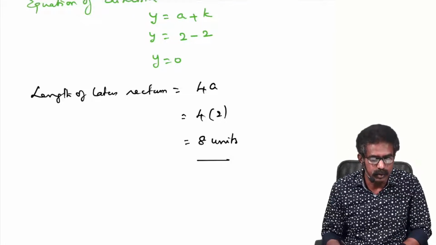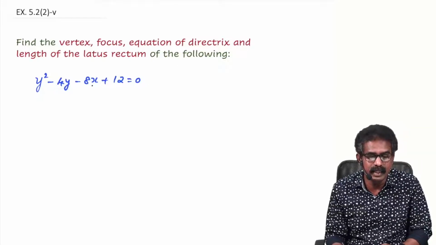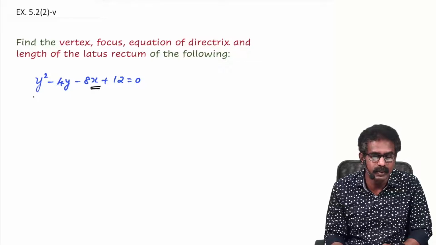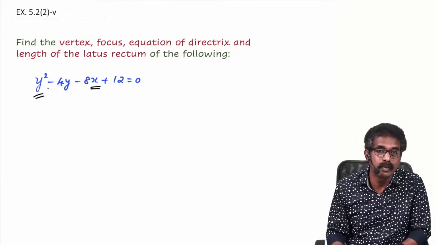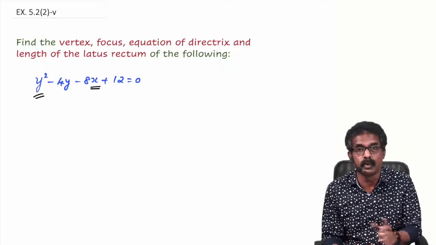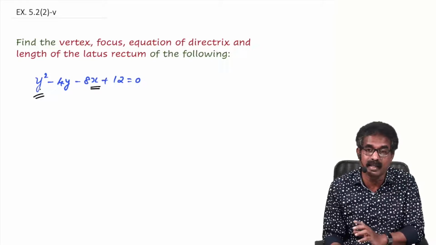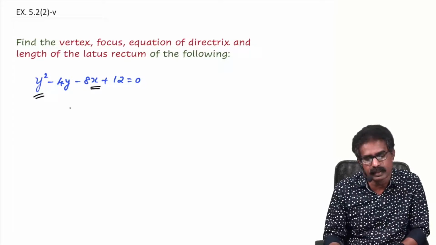Okay, let us see one more question. Same type. See, x degree 1, y degree 2. So it's a parabola. Which type? Where you have y squared. So it is either y square equal to 4x or y square equal to minus 4x. Either first type or second type. So y square equal to 4x, right?